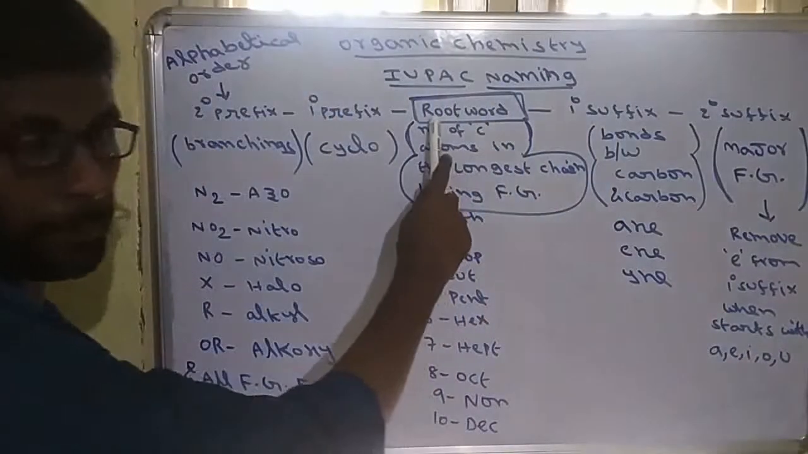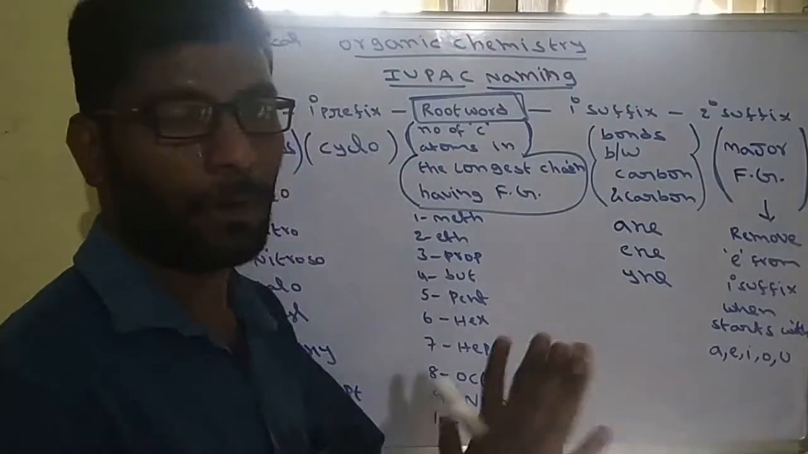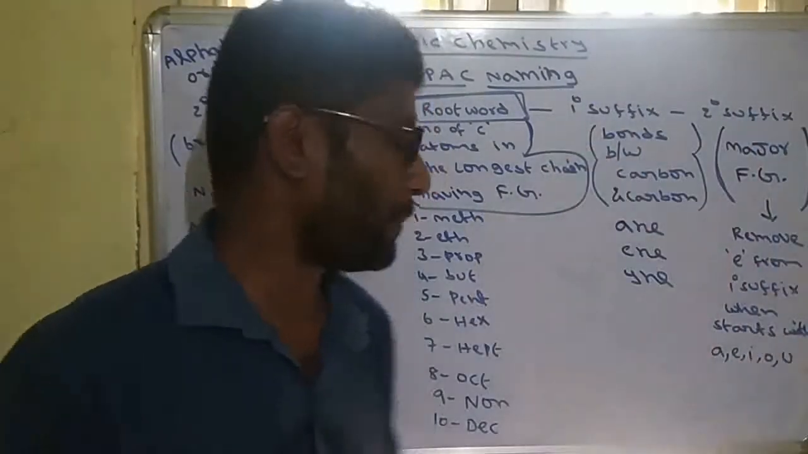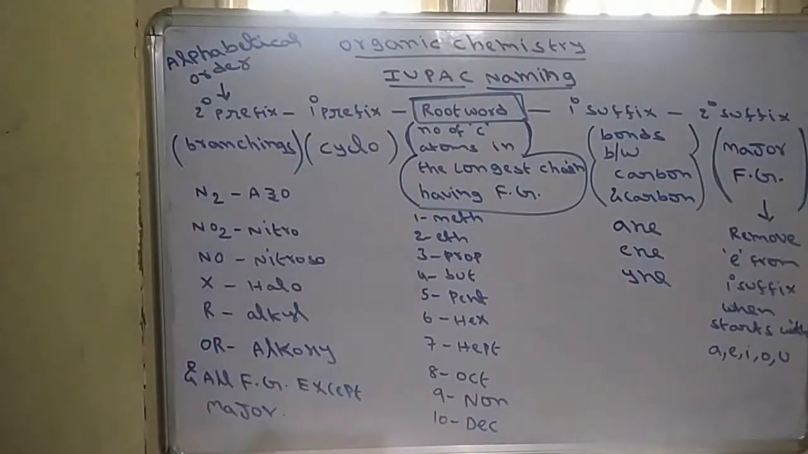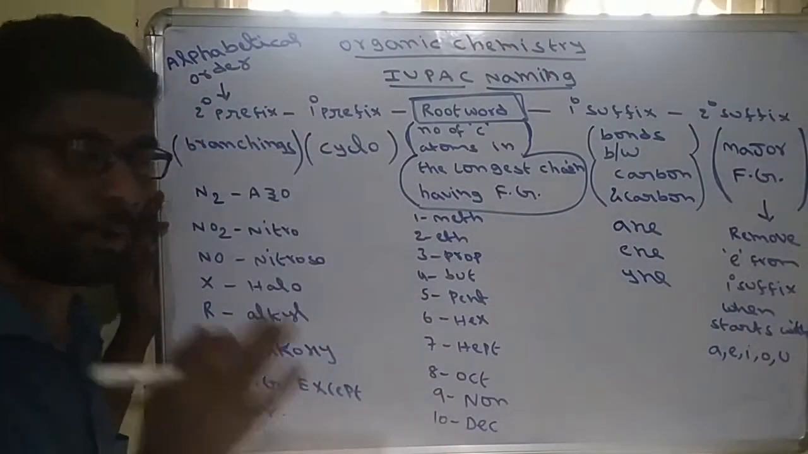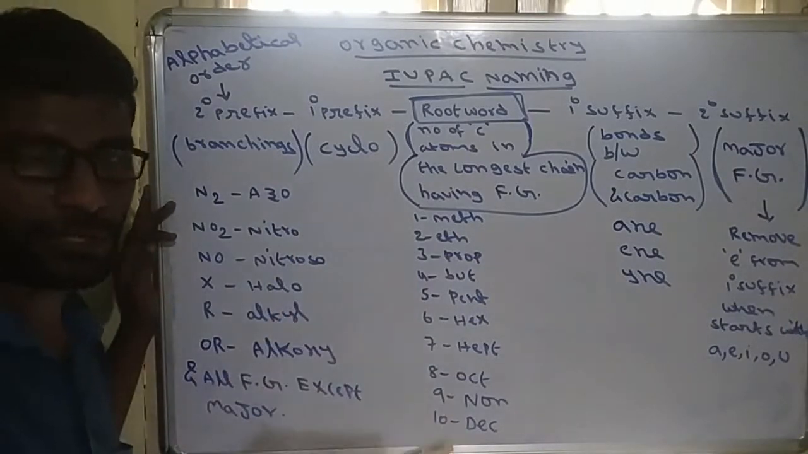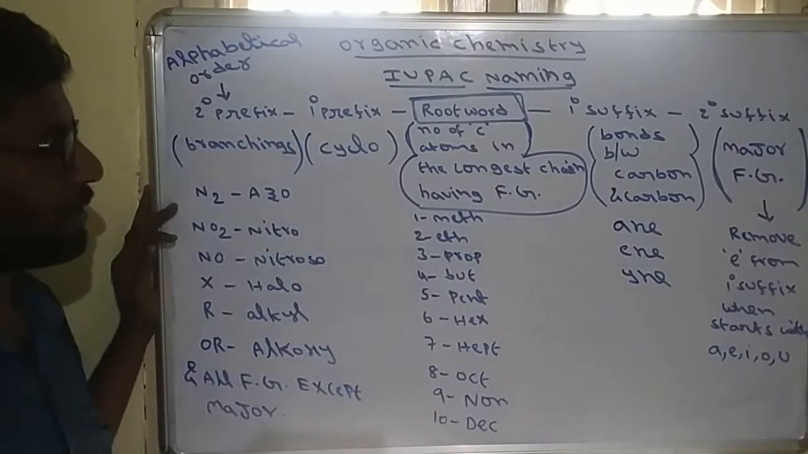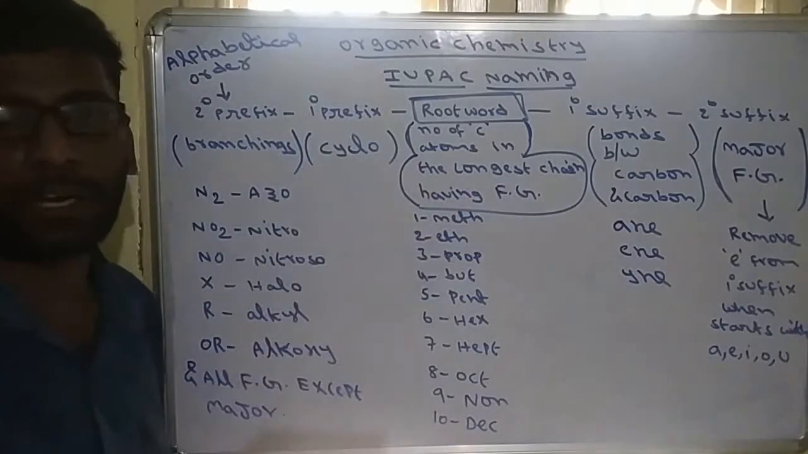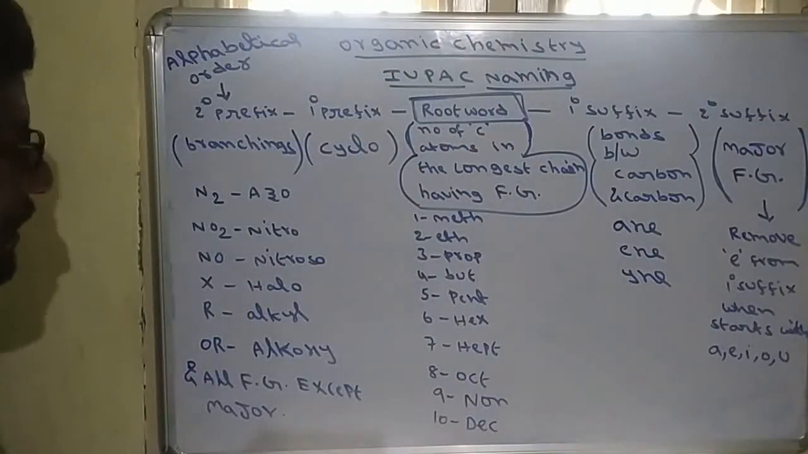So first the root word, the number of carbons in the longest chain. After that the primary suffix, bonds between carbon and carbon. After that the secondary suffix, the major functional group name. Before the root word, we write the primary prefix. But this primary prefix is only applicable to cyclic molecules. When the molecule is closed, we write cyclo. If it is not closed, it is an open molecule, so we can neglect the primary prefix directly.